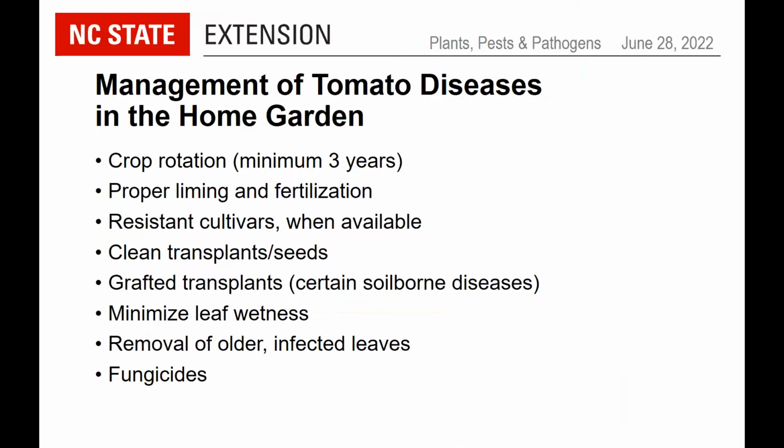Very quickly, some of the things you can do to manage and prevent tomato diseases in the home garden, and I've touched on some of these already. For the soil-borne diseases and the ones that can survive in debris, you want to make sure you're on a crop rotation, minimum of 3 years, and the effectiveness of that will be variable. So I'm really skeptical about that working for, example, southern bacterial wilt. That bacterium just survives so well in the soil.